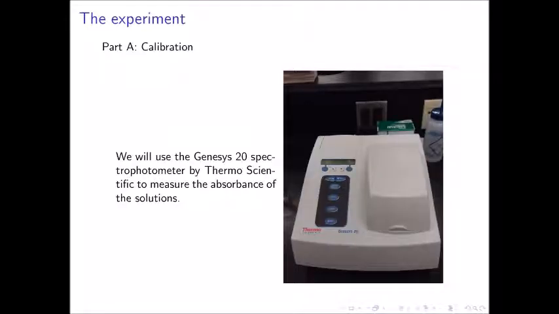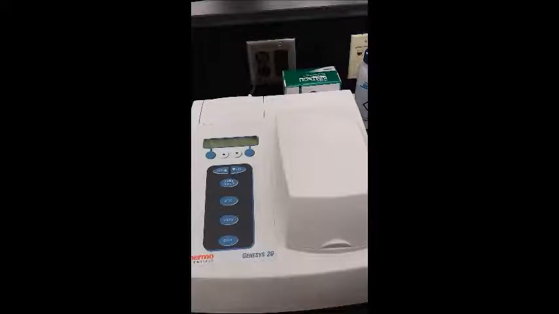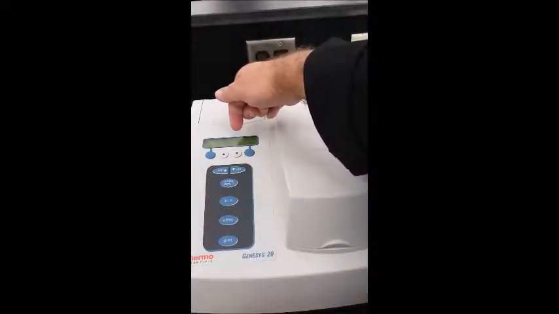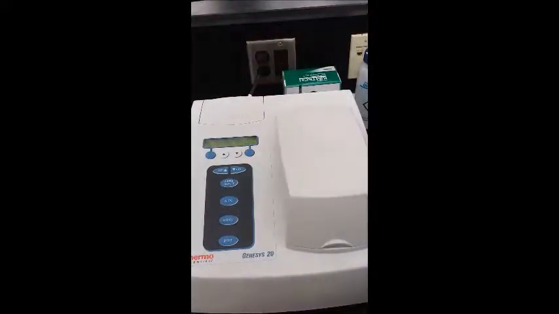To measure the absorbance of each solution, we will use the Genesis 20 spectrophotometer. This is made by Thermo Scientific. These are the features of the Genesis 20. This is the digital readout. This is where we will read the absorbance once the sample is placed inside of the spectrophotometer.